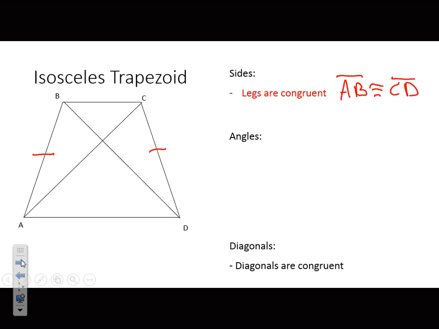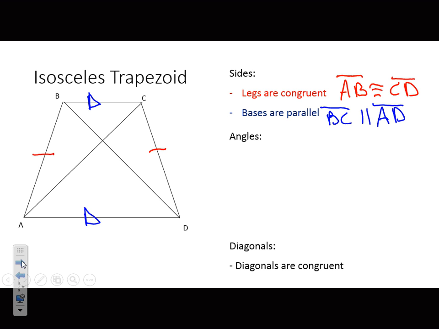We also know that the bases are parallel. So now we were talking about the legs, now we're talking about the base. We're going to talk about this side and this side being parallel. So BC is parallel to AD.